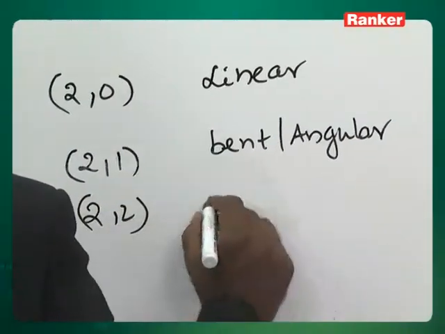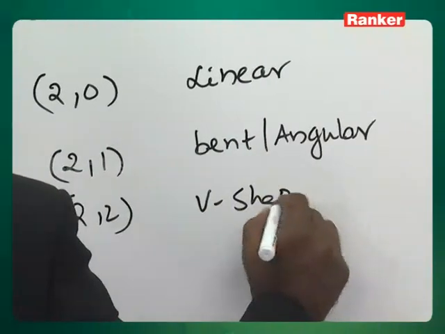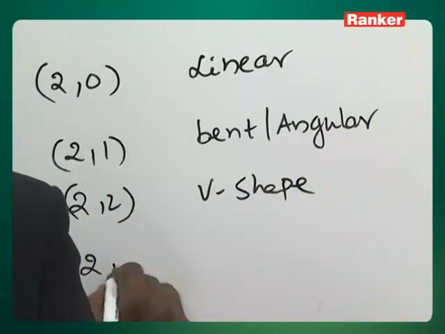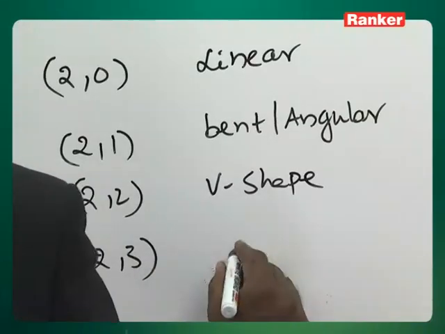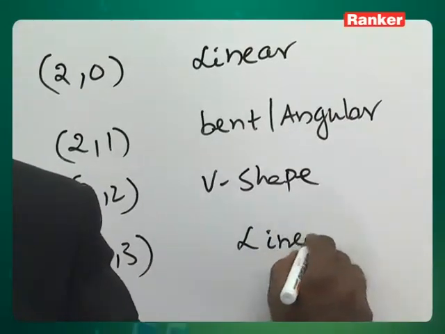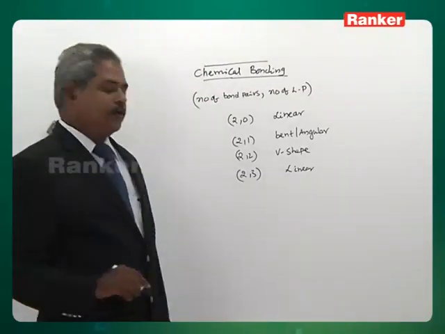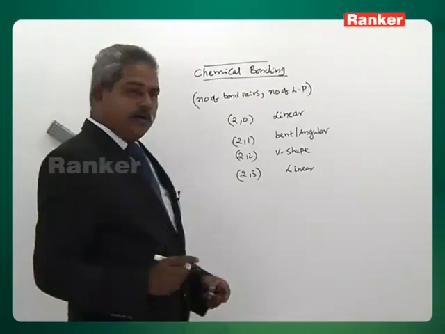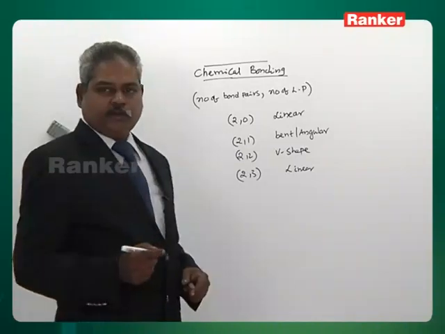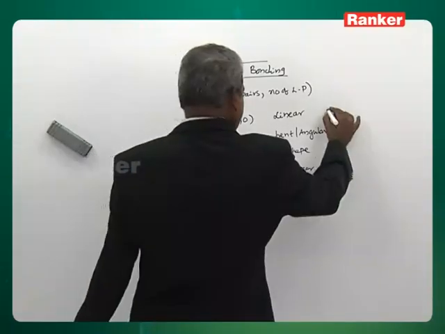2, 2 V shape. 2, 3 is also linear. Unexpectedly linear. So many lone pairs are there, but still linear. 2, 3. What do you mean by 2, 3? Two bond pairs, three lone pairs. Now, 3, 0.